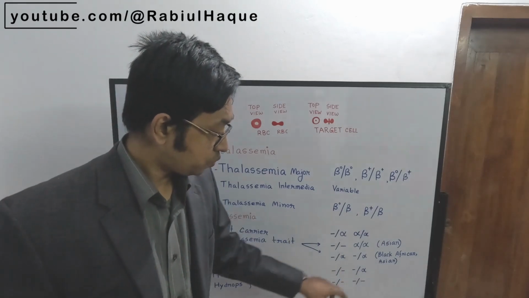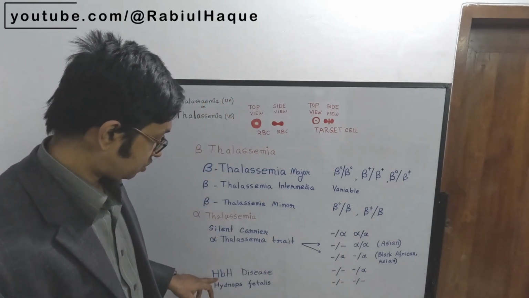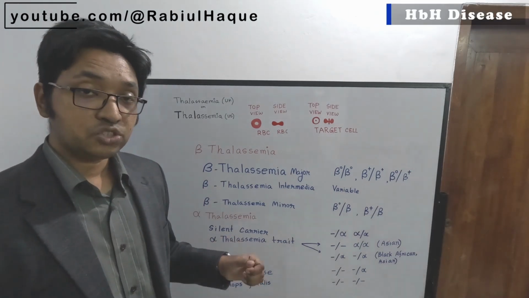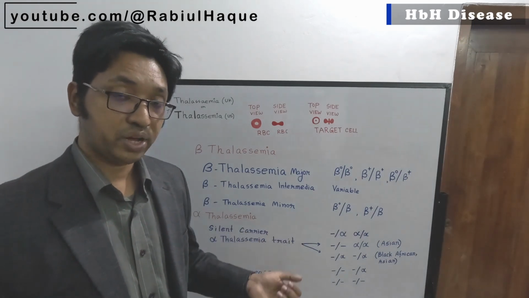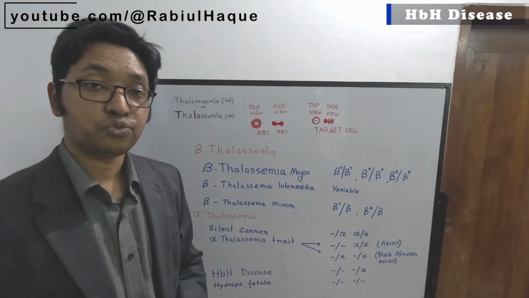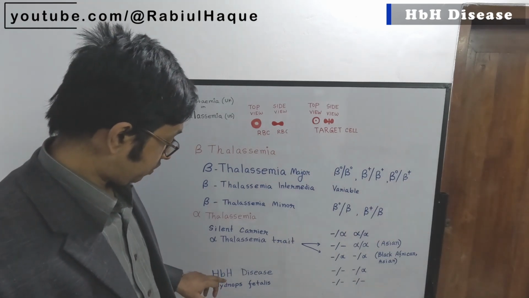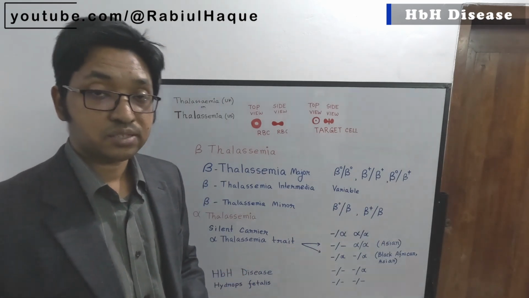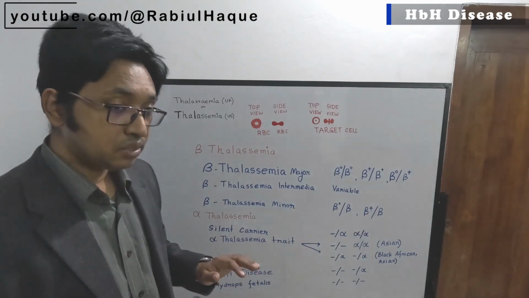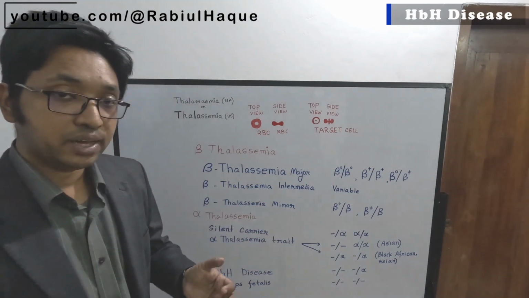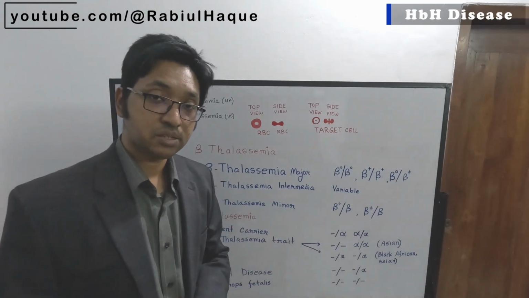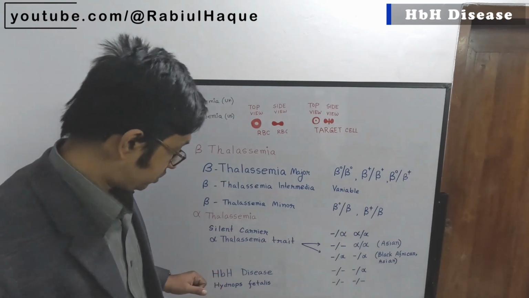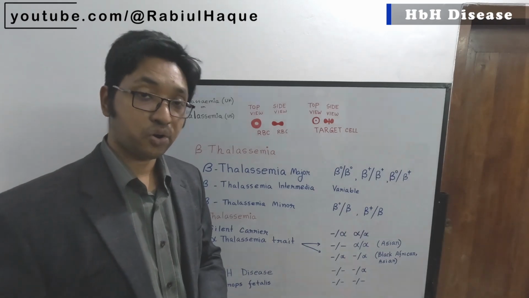If 3 out of 4 genes are deleted, that will result in a condition known as hemoglobin H disease. Basically here the beta chains are forming tetramers, or beta 4, and in fact hemoglobin H is another name for beta 4 tetramer. The clinical feature of a person with hemoglobin H disease will be similar to that of beta thalassemia intermedia. So there will be a fluctuating level of anemia. The anemia may become more severe during pregnancy or during infection, and as we will see in the lab diagnosis, these individuals will have moderate anemia.